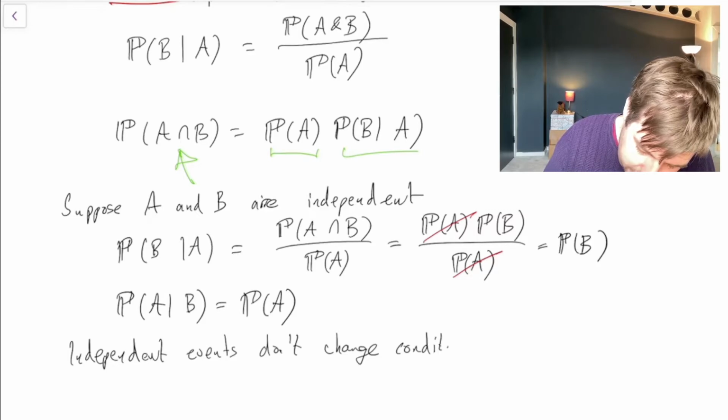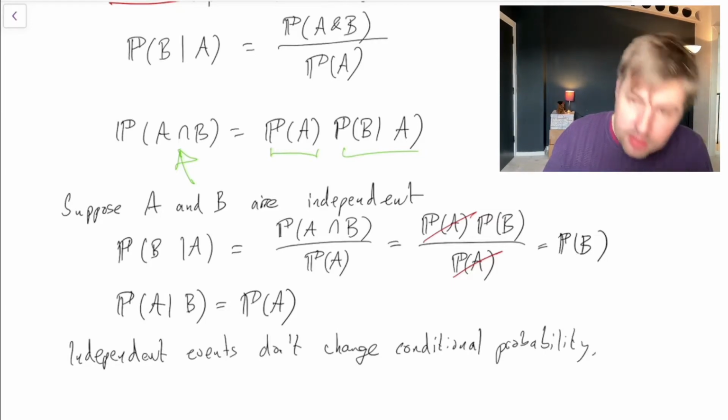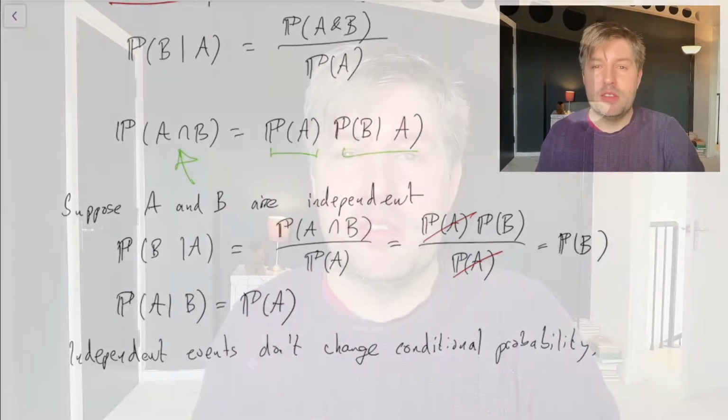So conditional probability is useful for working out what happens in the case when we don't have independence. When we do have independence, we can just use the and probabilities, multiplying them together, and everything's nice and easy. But when we don't have independence, that's when we need to use conditional probability.